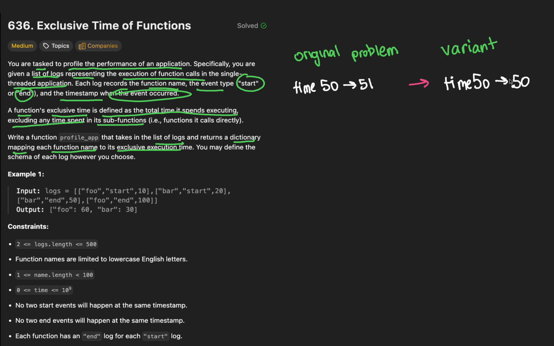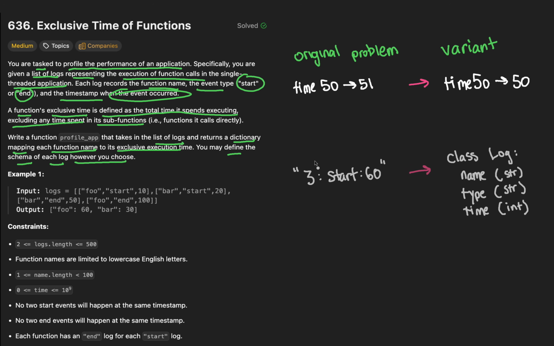Secondly, you'll notice the input has changed, or more accurately, has become more ambiguous. You may define the schema of each log however you choose. Taking a step back, in the original problem, each log was a string of 3 fields. But now, since we wield the power to dictate the schema, why not deserialize this string into a strongly typed object, perhaps called log, with the function name and type as strings, and the timestamp as an integer. I feel like this also makes our lives a bit easier.